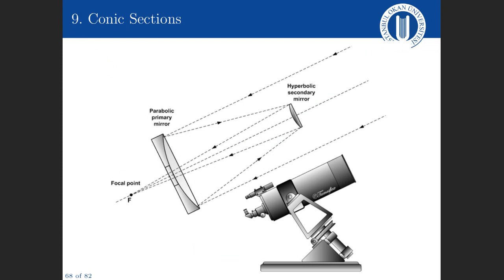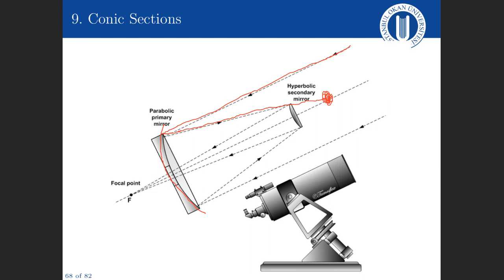These properties are also used in telescopes. This is a diagram of a very simple telescope. One with just 2 mirrors. More complicated telescopes would have more mirrors, but this one is just drawn with 2 mirrors. First of all, we have a parabola just here, which has a focus roughly here. Light shining into the telescope is reflected towards the focus of the parabola.